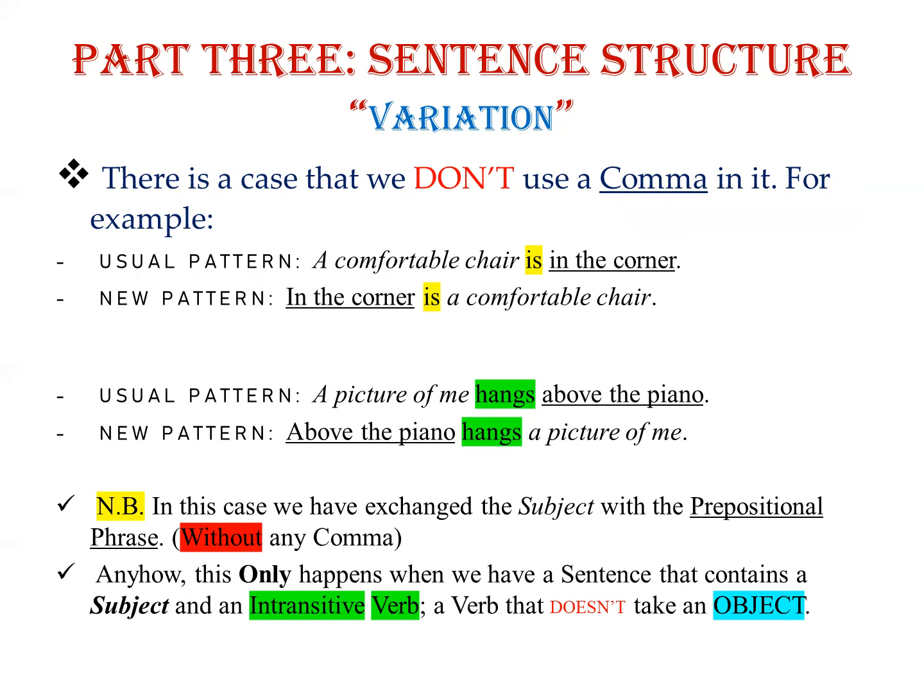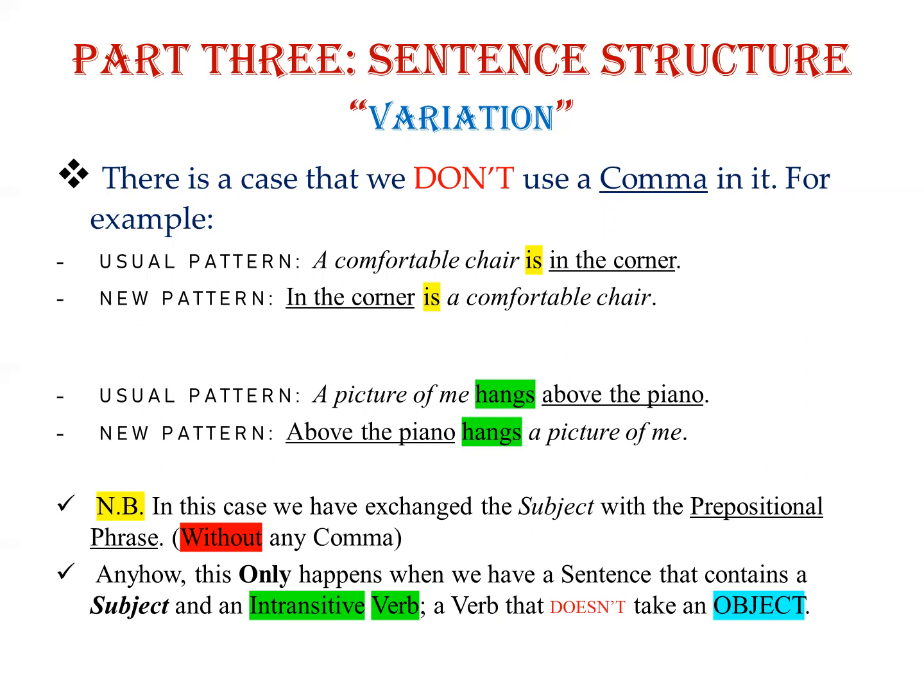A picture of me hangs above the piano. Above the piano hangs a picture of me. As you can see, we just exchanged and replaced one phrase for another phrase, and the meaning didn't change. And we also didn't put a comma. How is this possible? You must note well that here we exchange the subject with the prepositional phrase. But this pattern only occurs if a sentence contains a subject and an intransitive verb. What is an intransitive verb? It is a verb that doesn't take any object.